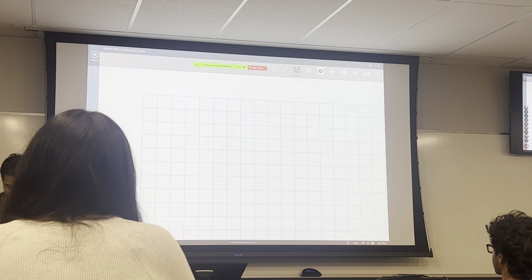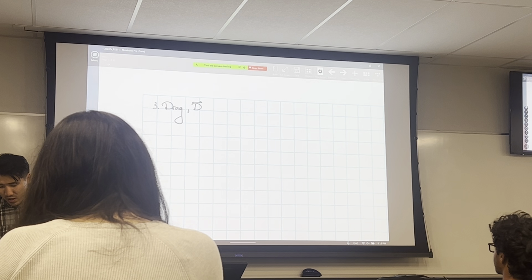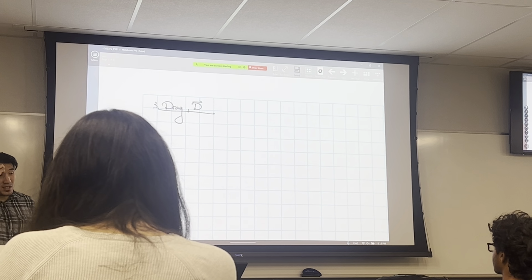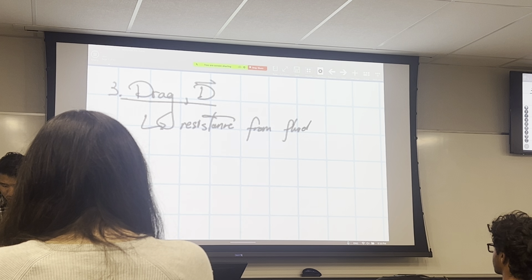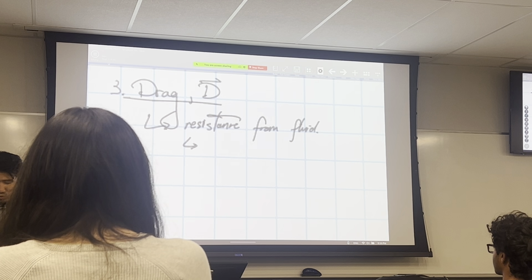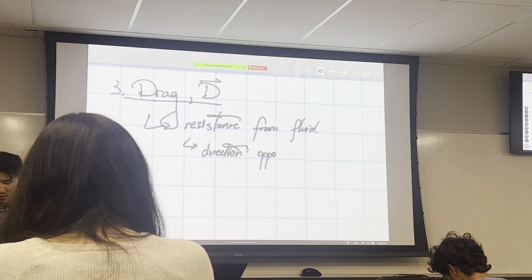So the third force we are going to delve deeper into is drag. What should we get the notation? Uppercase D. Now it's important to remember what the drag is. It is resistance from fluids. And some general things that we already discussed was the direction of this force. It is opposite V.